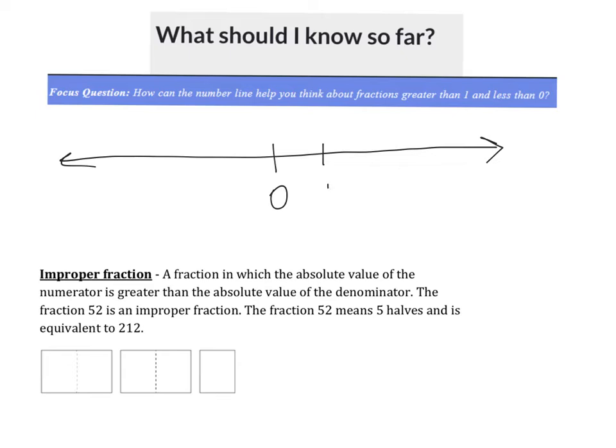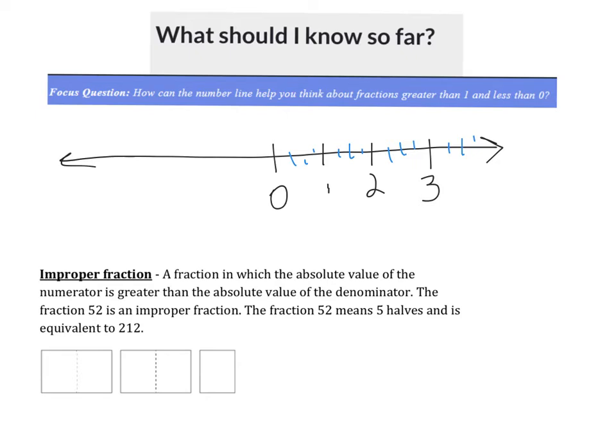And whole numbers greater than 1 could be listed. And then we could also find fractions within those whole numbers to make mixed numbers or improper fractions. I'm sorry, I have a very bad stylus here.